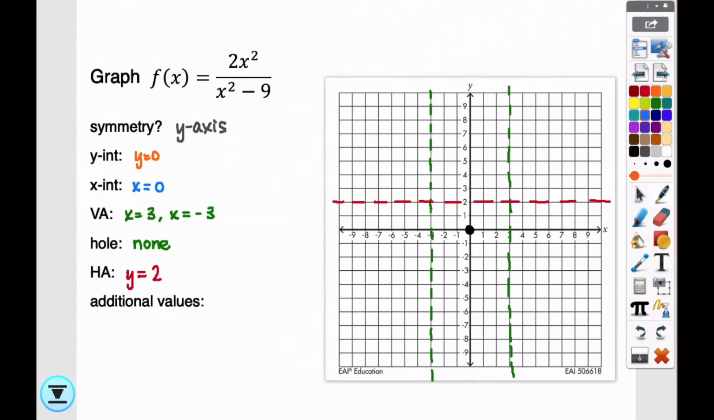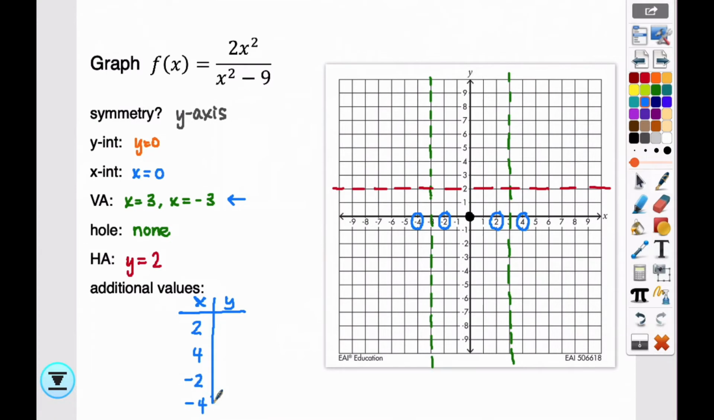So you want to pick some x values that are on either side of the vertical asymptotes. So I think I'm going to choose -4 and -2, and then really 2 and 4 should have the same y value, right, because of the symmetry. So let's try plugging in a 2 and a 4 and a -2 and a -4 just into the function. So we're going to take that 2x squared over x squared minus 9.